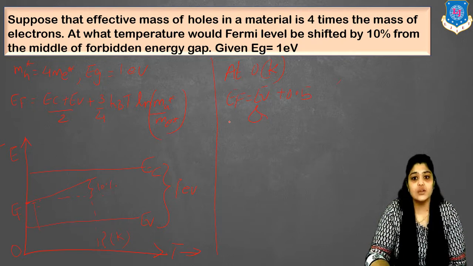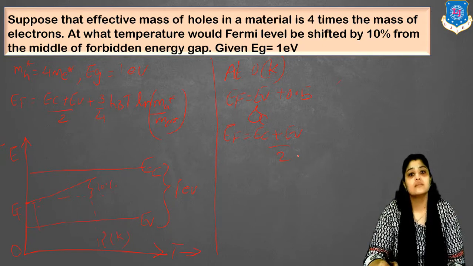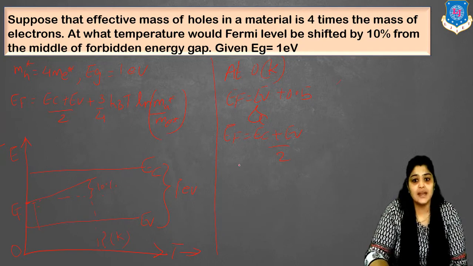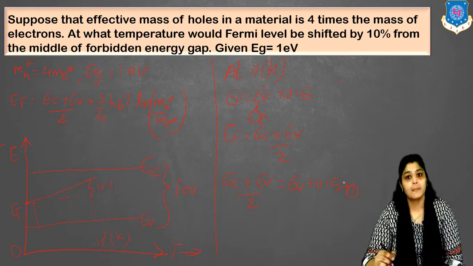Also, I can use this equation and write EF is equal to (EC plus EV) by 2. Why? Because the temperature term becomes 0. So I'll just compare these two equations, and I have (EC plus EV) by 2 is equal to EV plus 0.5. Suppose I say this is my equation number 1.